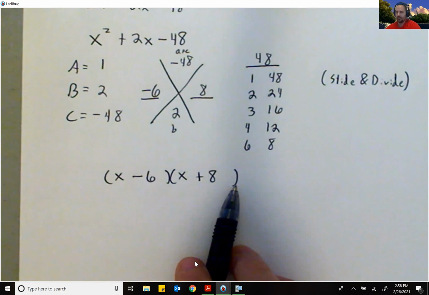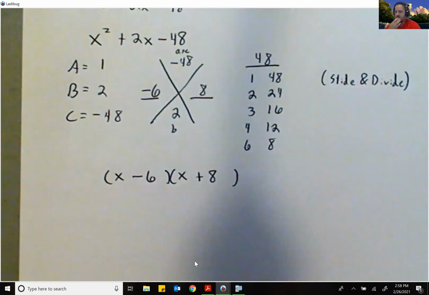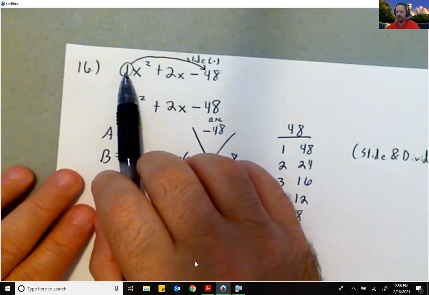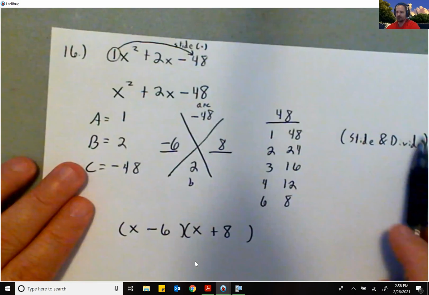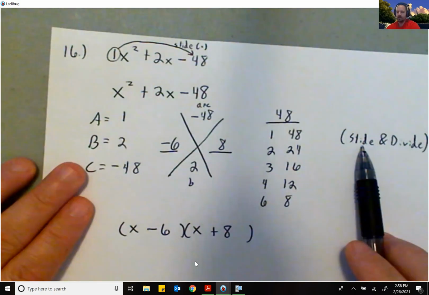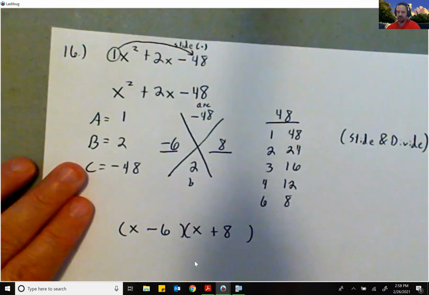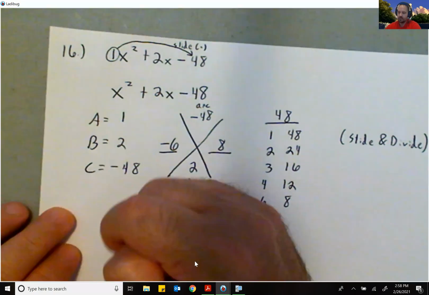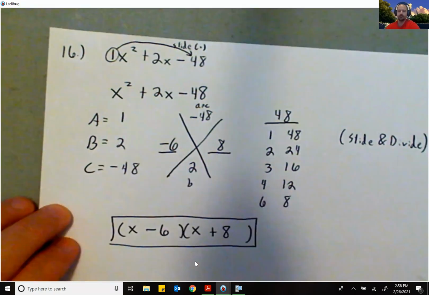Now, you're probably thinking, well, Mr. Armstrong, we didn't do any divide, and that is true. When your A is 1, in slide and divide, really, you don't do the divide step. You just do the slide. In number 17, I'll show you the divide step. Okay, but there we go. There is slide and divide.